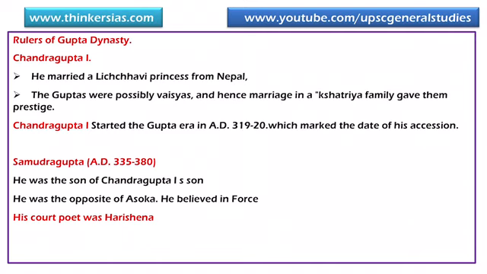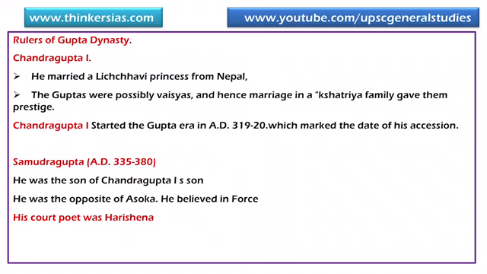Now, this is important from exam point of view. Chandragupta I started the Gupta era in AD 319-20, which marked the date of his accession. Next important ruler was Samudragupta in AD 335 to 380. He was the son of Chandragupta I.